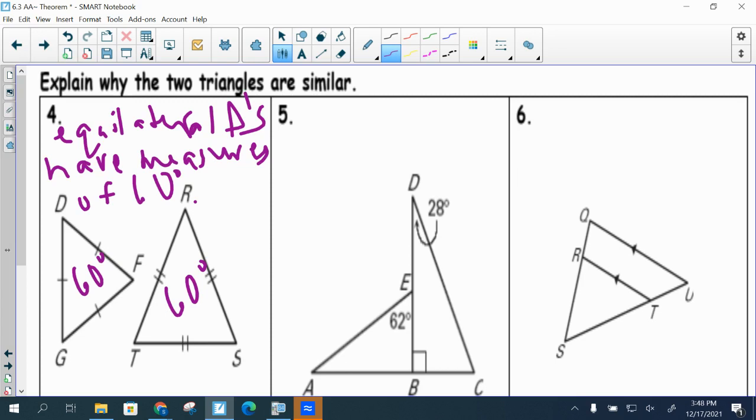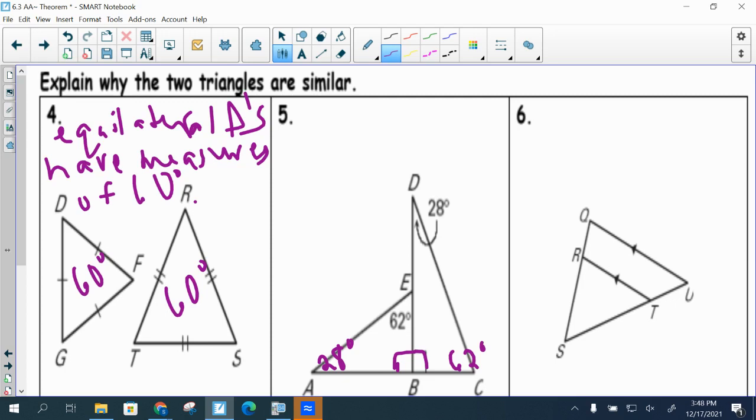For number 5, let's see. Well, here, if this is 90, then this is also going to be 90, because this is a linear pair, and 180 minus 90 is 90, so this is also a right triangle. So if you do 90 minus 62, you also get 28. And then over here, you can do the same thing. So this would be 62. And by showing that and explaining that, you can write that on your paper if you want, but that's how you would prove that it's similar.